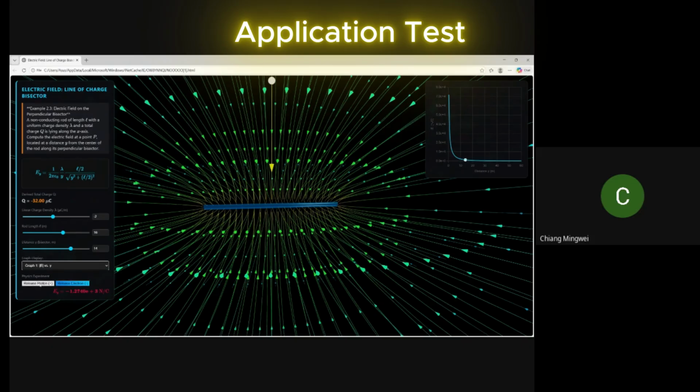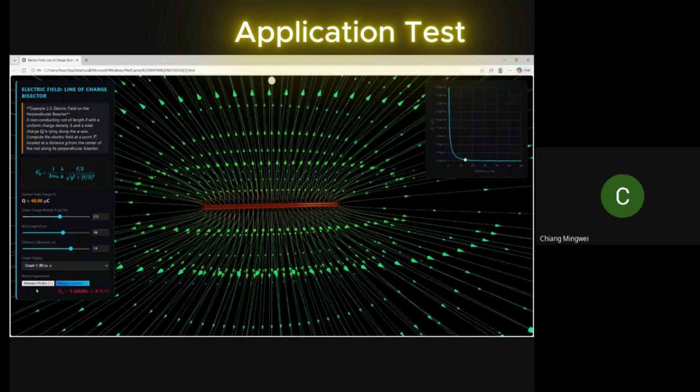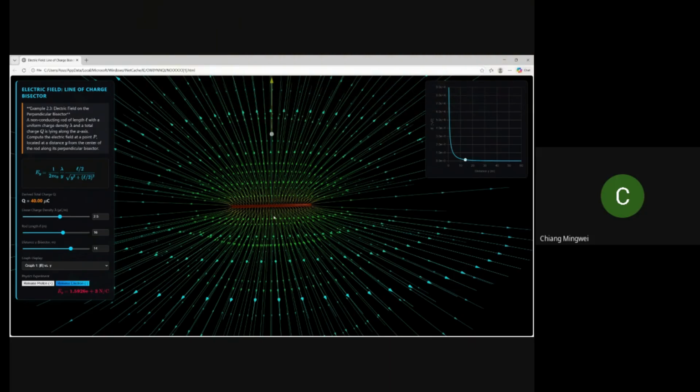We also have the test charge here. You can put a proton, and then you can see how the proton or electron is moving under this electric field.